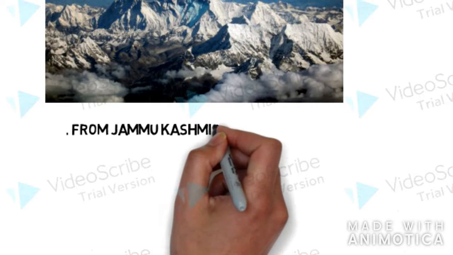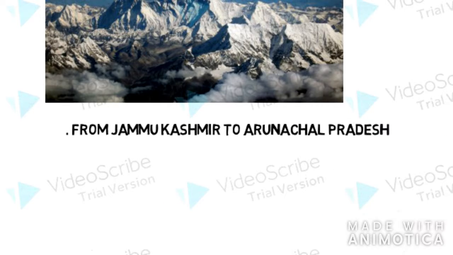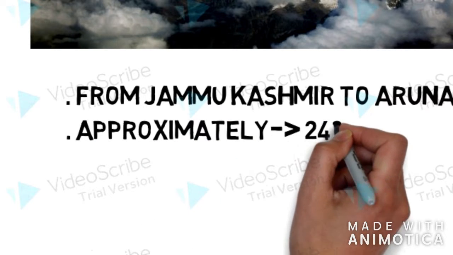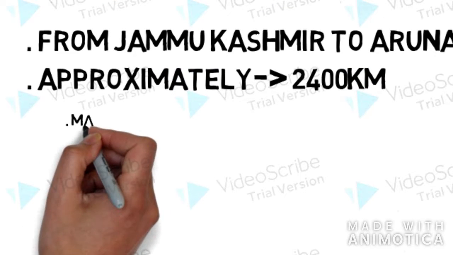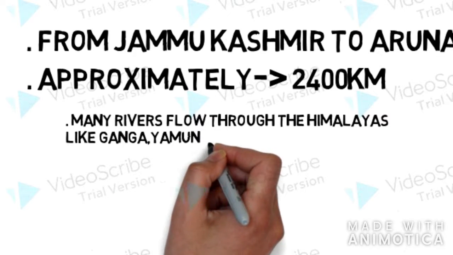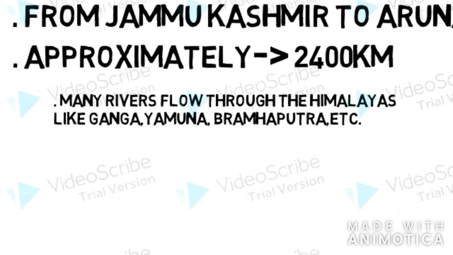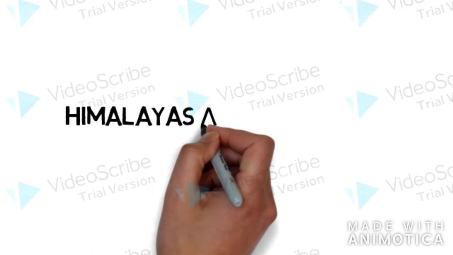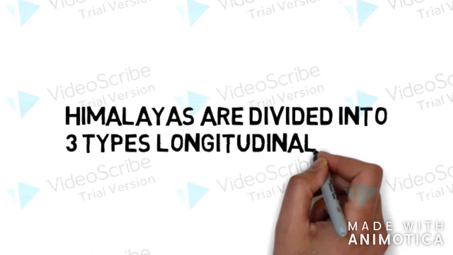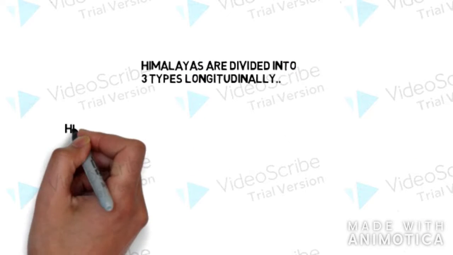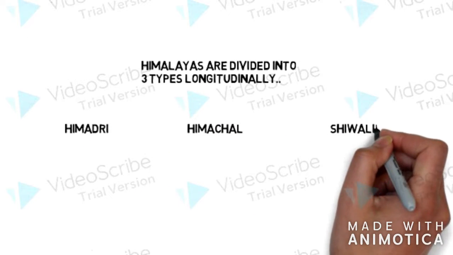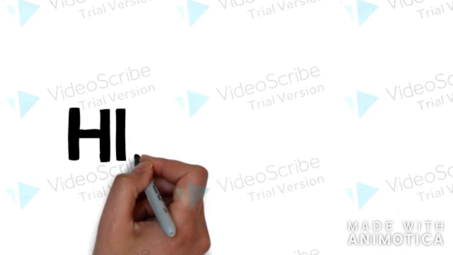The Himalayas range from Jammu Kashmir to Arunachal Pradesh. Pretty long distance, right? Now I'll tell you the distance; don't get surprised. It's approximately 2,400 kilometers. There are many rivers flowing through the Himalayas, like the Ganga, Indus, Yamuna, Brahmaputra, etc. Based on longitude, from north to south, they are divided into 3 types: Himadri, Himachal, and Shivaliks. Let us look at them individually.